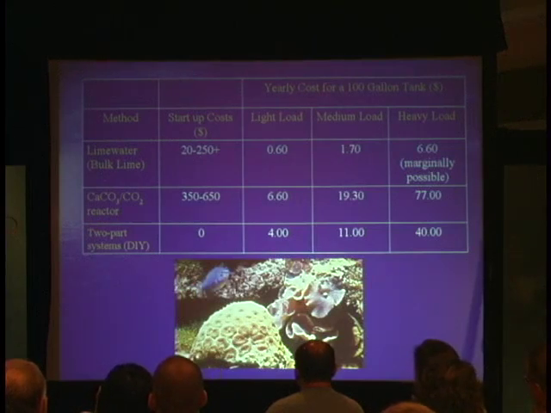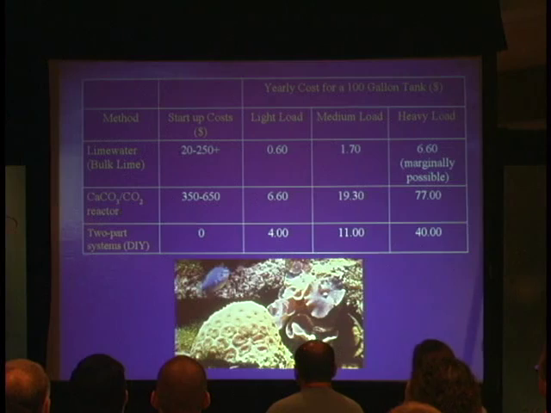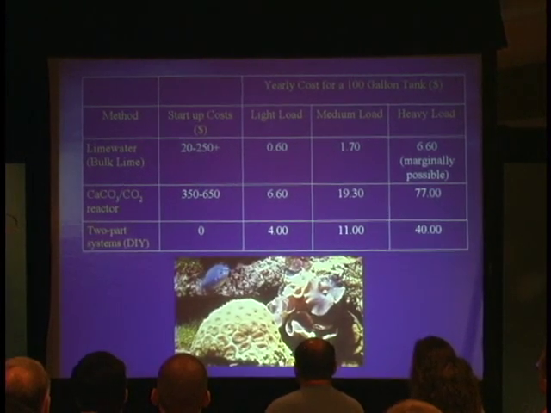This slide just compares what I think are really the very cheapest ways to go, which would be lime water, calcium carbonate reactors, and the do-it-yourself two-part systems. As you can see, the ongoing costs are really very low for these. For a year, for a medium or heavy load tank, you're still talking $10 to $50 for a year, so it's not really that much for a heavily loaded tank.